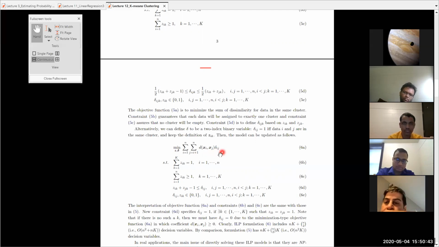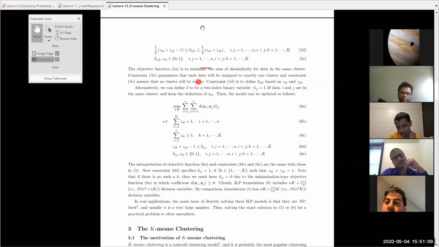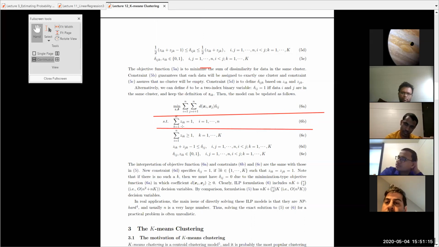Now how to define this? I define delta ij to be 1 if data i and data j are in the same cluster, and the same definition of zik equals 1 if data i is assigned to cluster k. Again, I don't care which cluster, as long as i and j are in the same cluster, I count it. 6a is the objective function. 6b means each data will be assigned to only one cluster. 6c means no cluster will be empty.